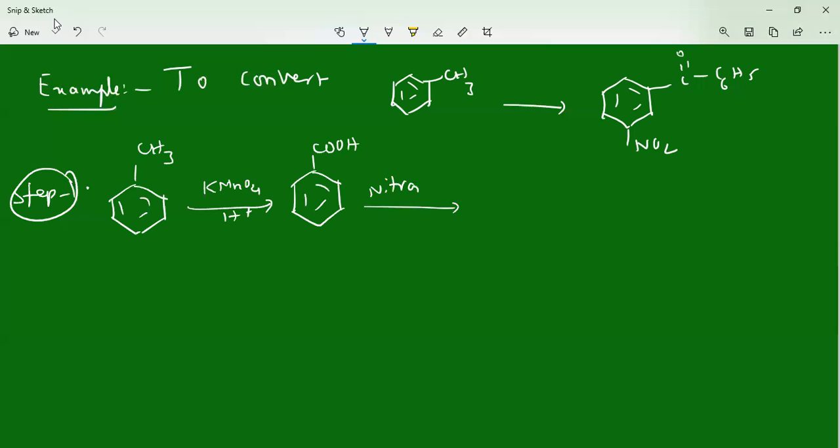If you do nitration, you will be getting a meta directing compound, that means the COOH is present and NO2 comes at the meta position. Or you can do the decarboxylation with soda lime, and you will be getting nitrobenzene.